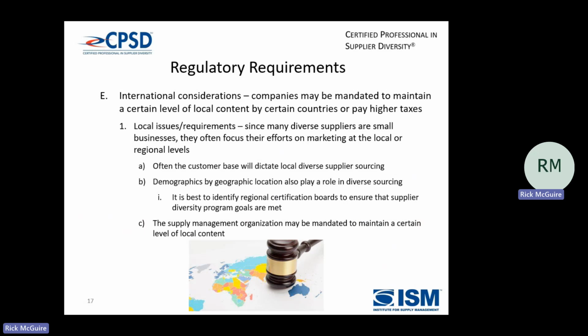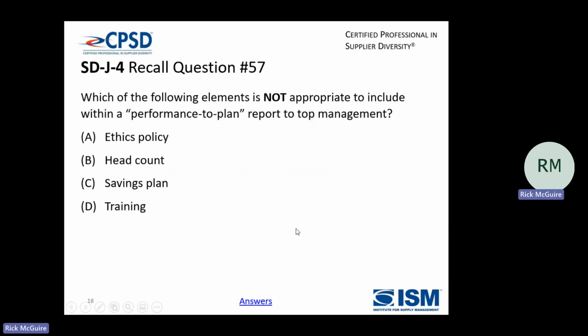So, local requirements. Since many diverse suppliers are small businesses, they often focus their marketing efforts at the local or regional level. Often the customer base will dictate local diverse supplier sourcing. And demographics by geographic location also play a role in diverse sourcing. It is best to identify regional certification boards to ensure that supplier diversity program goals are met. So regional certification boards within each country. The supply management organization may be mandated to maintain a certain level of local content. You just have to understand the country's laws.